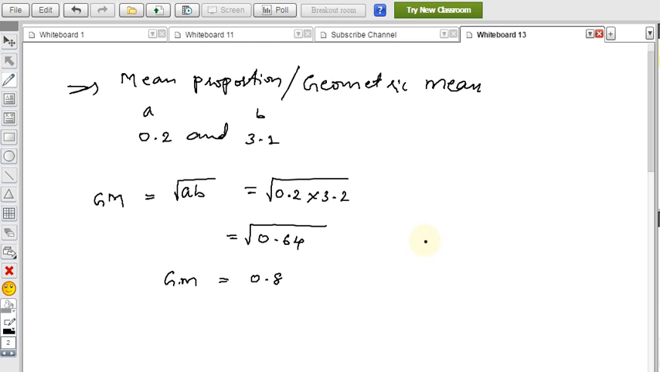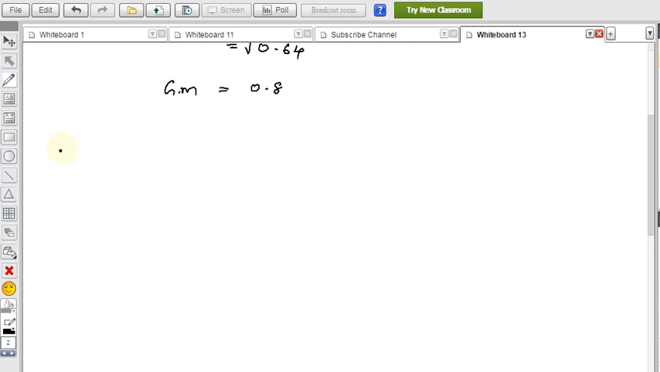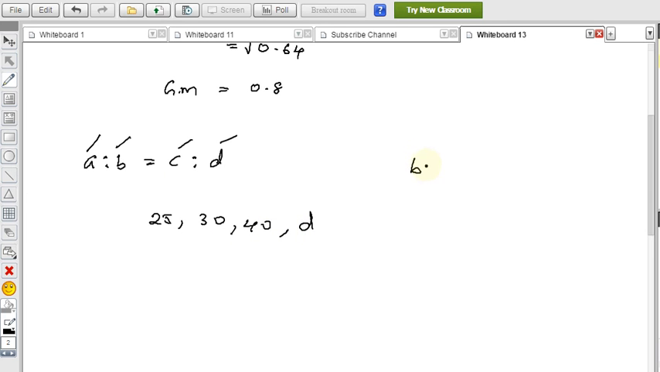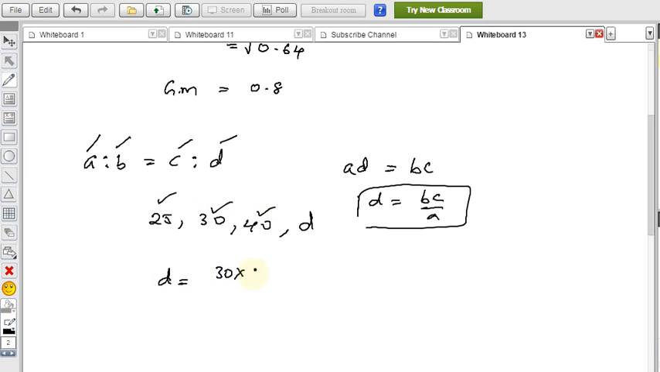Then similarly, questions may arise from third and fourth proportions also. If A is to B is equal to C is to D, then A is the first proportion, then second, third and fourth. If one proportion is missing, we can find it out. Find the fourth proportion of 25, 30 and 40. The fourth proportion is D. According to the formula, B into C is equal to A into D. So D is BC by A. You apply this. Therefore D is equal to B into C by A, with 25, 30, 40 as A, B, C. This is the fourth proportion.